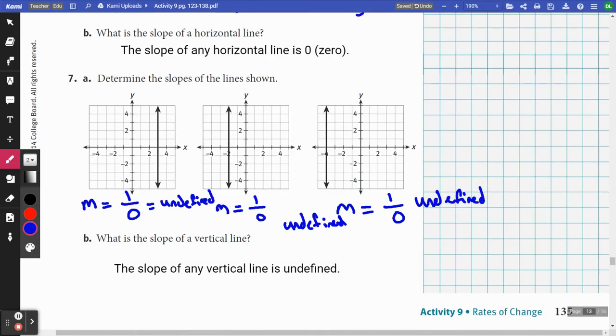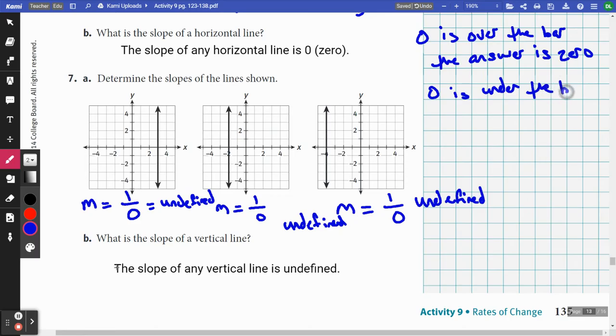Okay. Again, just a little cheat here. I'll write it up here for you. Again, if the 0 is over the bar, the answer is 0. If 0 is under the bar, the answer is undefined.